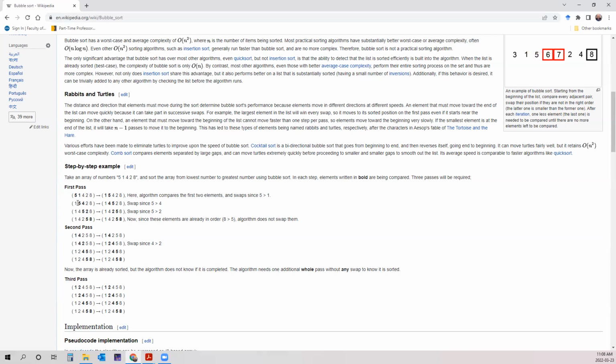Next step, we swap the 5 and 4 as we move through the list, so it will be 1, 4, 5, 2, 8. Then we swap the 5 and 2, so it will be 1, 4, 2, 5, 8. Then 5 and 8, we compare them. However, 5 is less than 8, so we do not swap. So now we reach, at the end of the first round of bubble sort, 1, 4, 2, 5, 8.